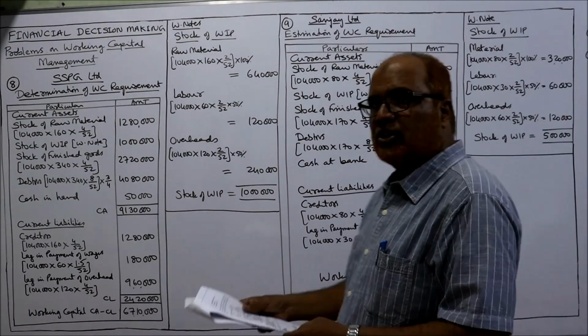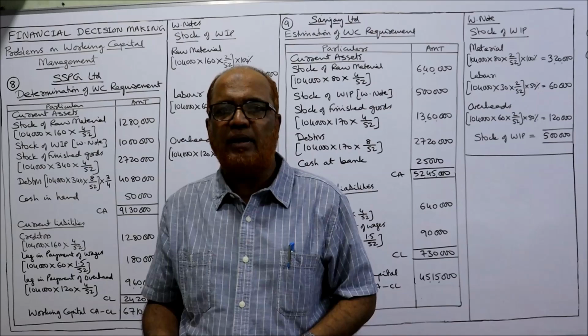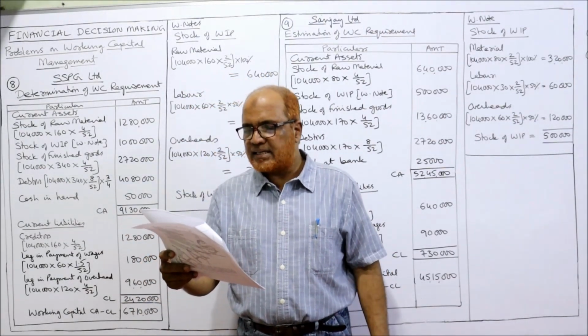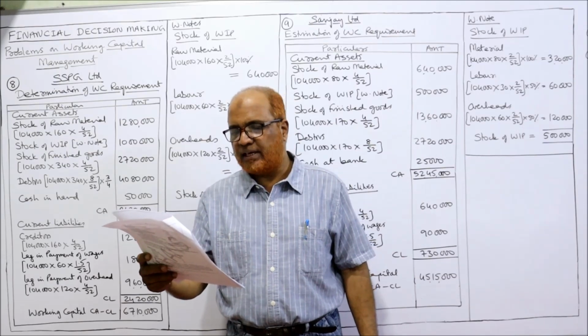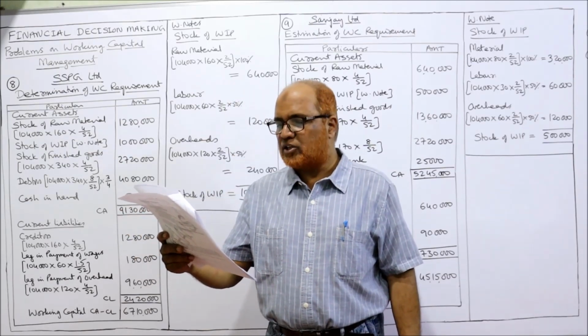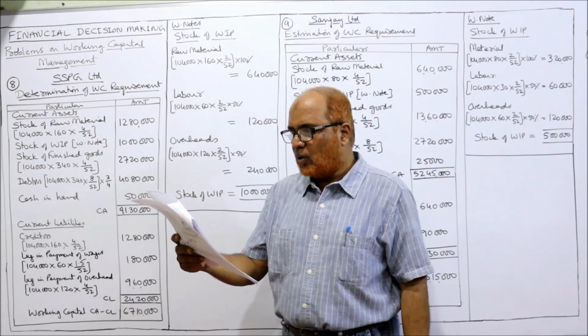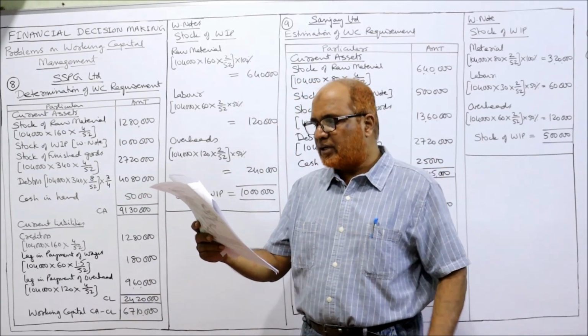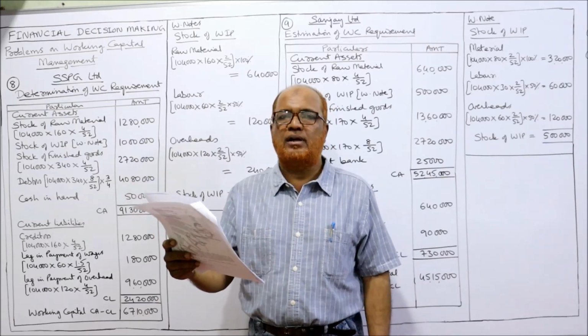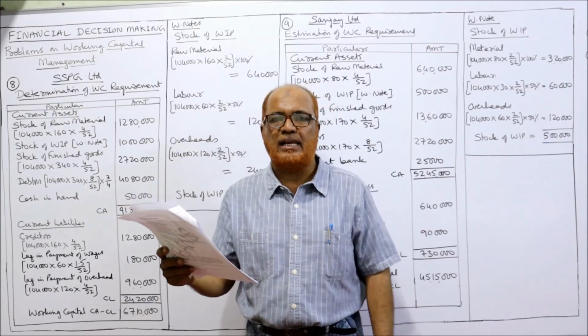Now, see the 8th problem. Problem number 8. Calculate the amount of working capital required for SSPG Limited from the following information. Cost per unit raw material 160 rupees per unit, direct labor 60 rupees, overheads 120 rupees per unit, total cost 340. Profit 60, selling price 400. We don't require profit, we don't require selling price.